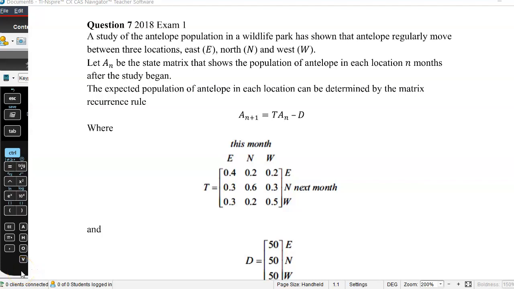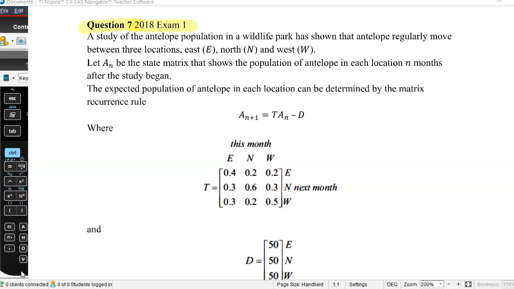So let's start looking at some past exam questions. This one's from the 2018 Exam 1. So multiple choice, this is question 7. Remember that means it's going to be one of the more difficult ones.